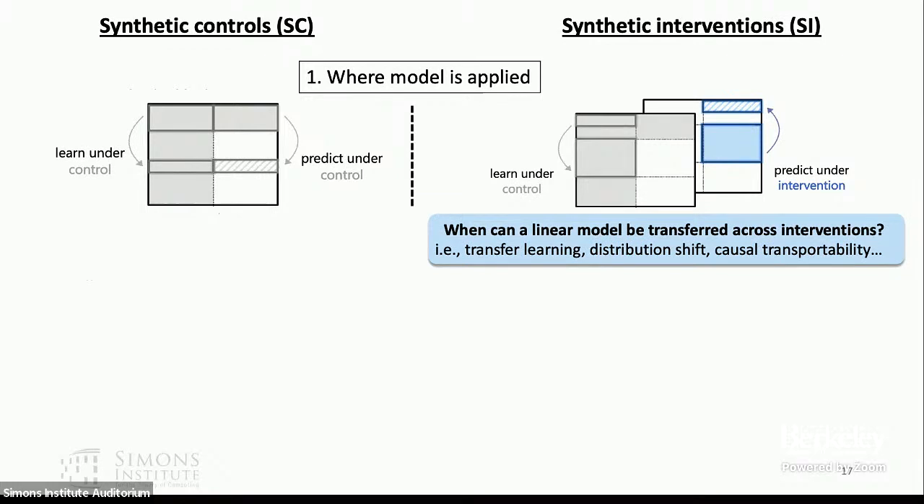I believe this might have some interesting applications for things such as transfer learning, learning of distribution shift, causal transportability, what have you. And these are aspects I'm very excited to explore. So happy to chat with anyone if they want to.